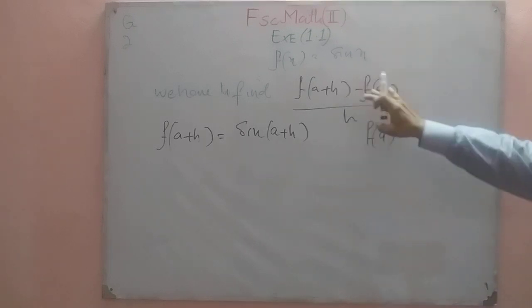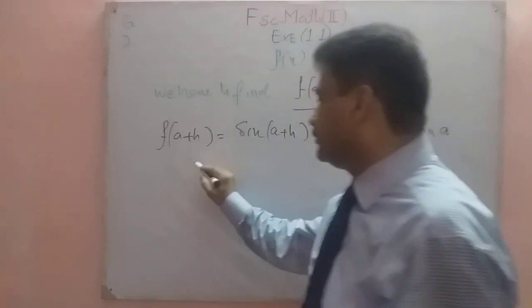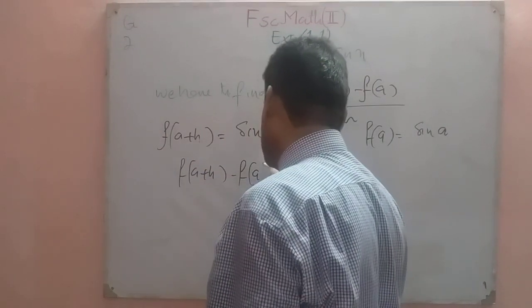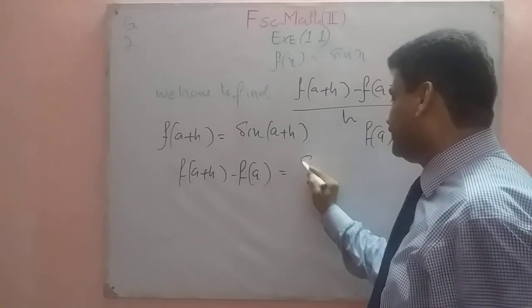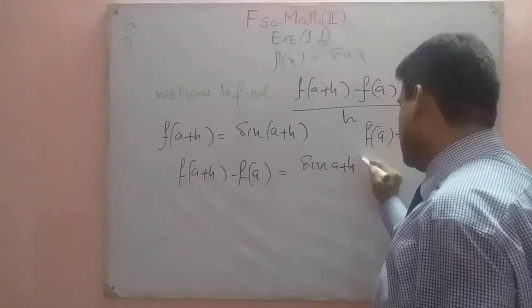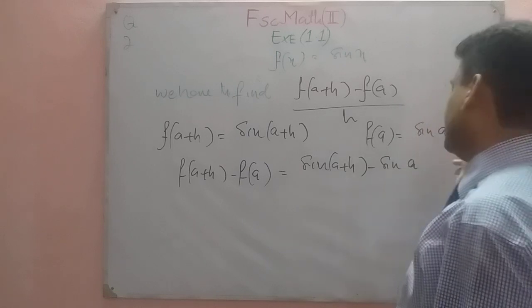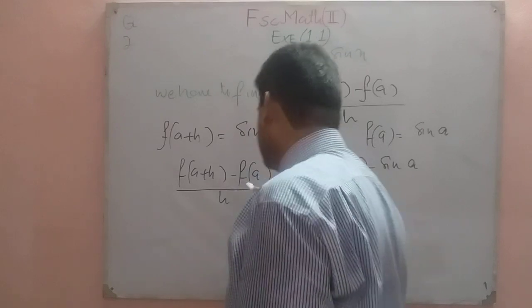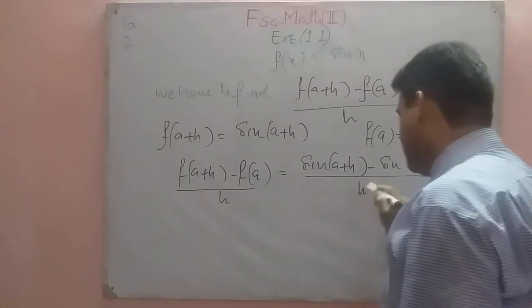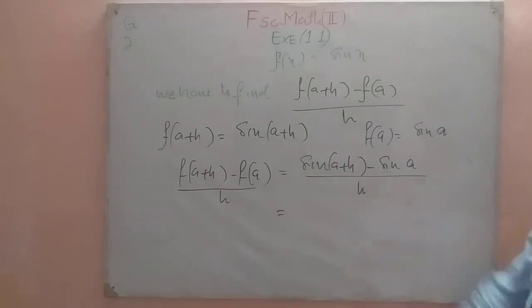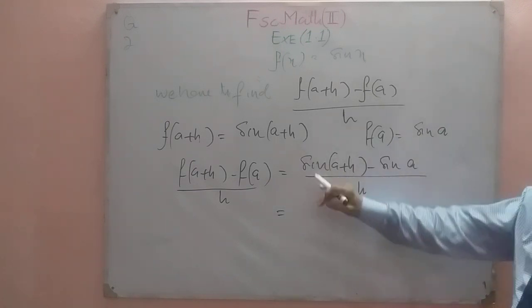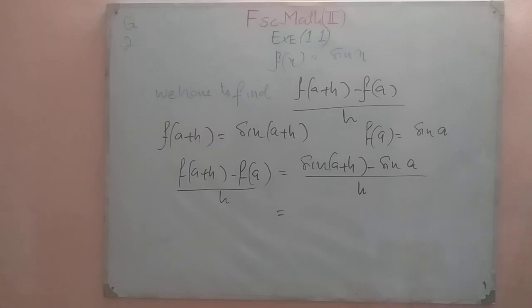We write f(a+h) minus f(a) as a whole: sin(a+h) minus sin a. We will divide by h on both sides. Sin(a+h) minus sin a, just like the formula sin theta minus sin phi.